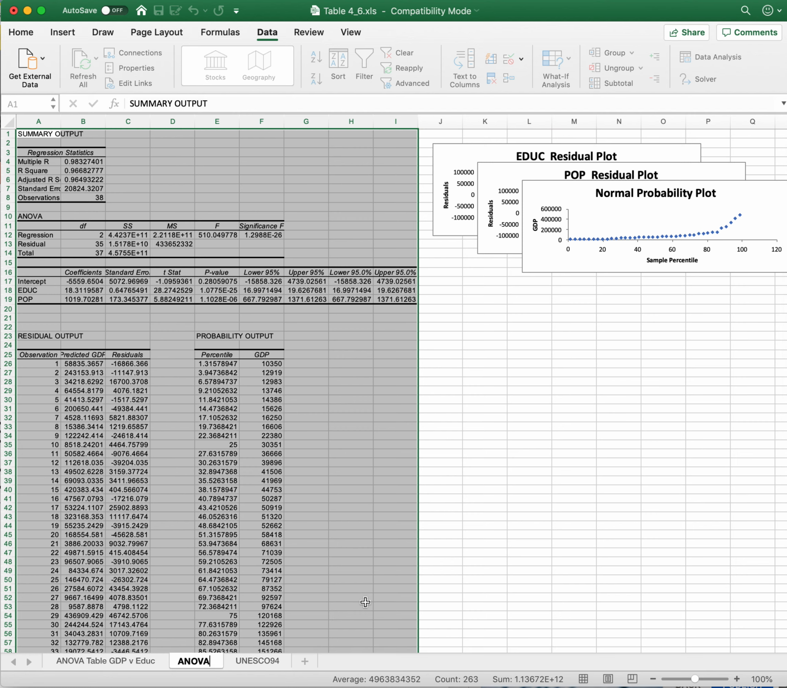ANOVA table GDP and population. GDP versus education and population.